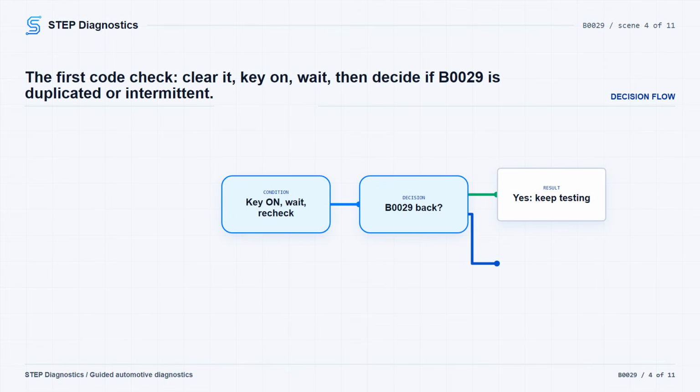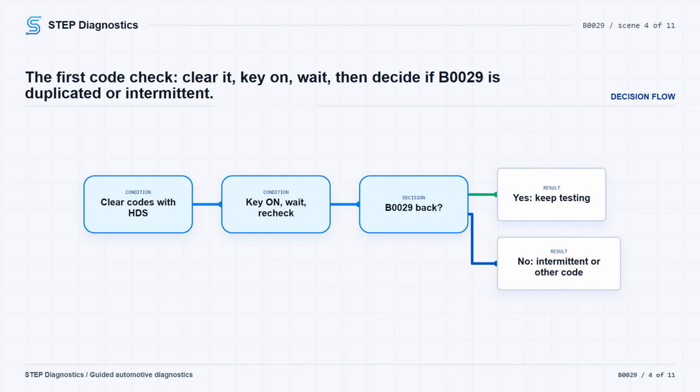Start by clearing the DTCs with the HDS. Turn the ignition switch to ON (II), wait for 10 seconds and check codes again. If B0029-13 comes right back, the fault is duplicated and you move into circuit isolation. If it does not come back, treat it as an intermittent condition and the system is okay at this time. If another code is present instead, check what that code means first.